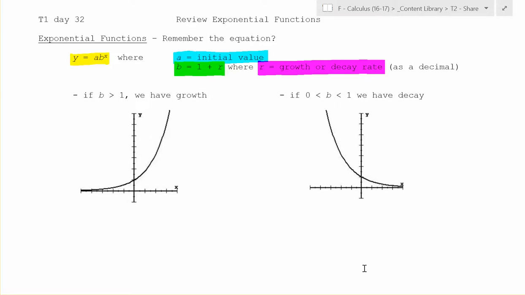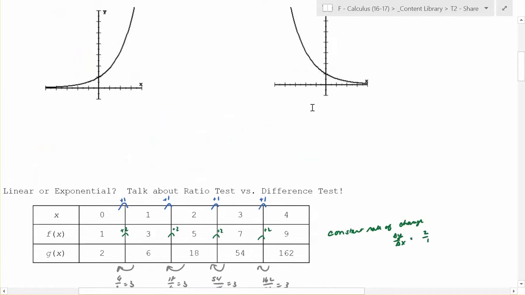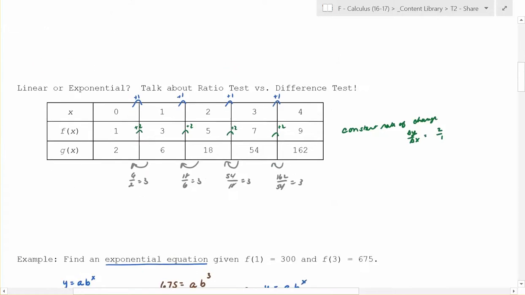So the key is the structural differences here. The growth will go up and the decay will go down. They look like mirror images of one another. Nice. Okay, so you can answer questions like this.